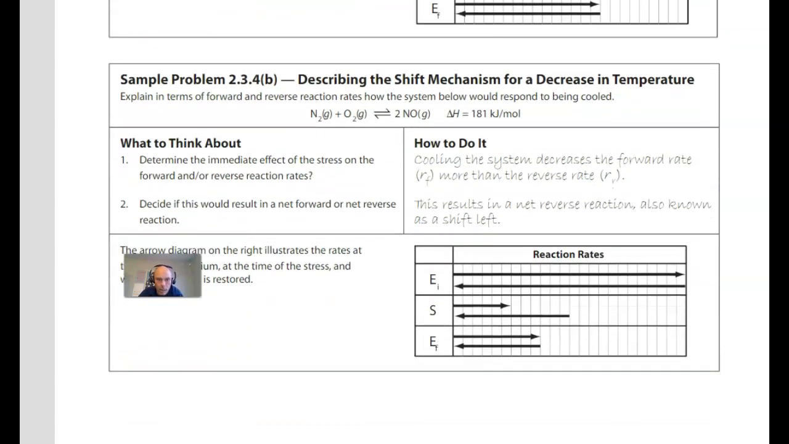As we scroll down, we've got another equilibrium system that is cooled. Meanwhile, it is endothermic, so we could picture the word heat as a reactant. If it's cooled, we should know that both the forward and reverse rates will decrease. But because this is endothermic, the forward rate will decrease more than the reverse rate, causing that left shift. So cooling the system decreases the forward rate more than the reverse rate, causing a shift to the left, depicted once again by this beautiful reaction rate diagram.